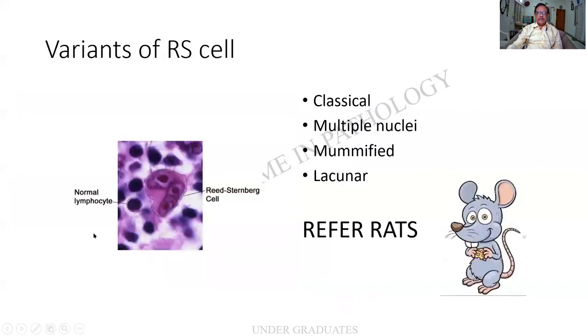And these are some of the variants. Sometimes you can get multinucleated cells, there can be mummified cells, uninuclear cells, etc. The variants of R.A.T.S cells I've explained in detail in my class on R.A.T.S. Kindly go and refer.